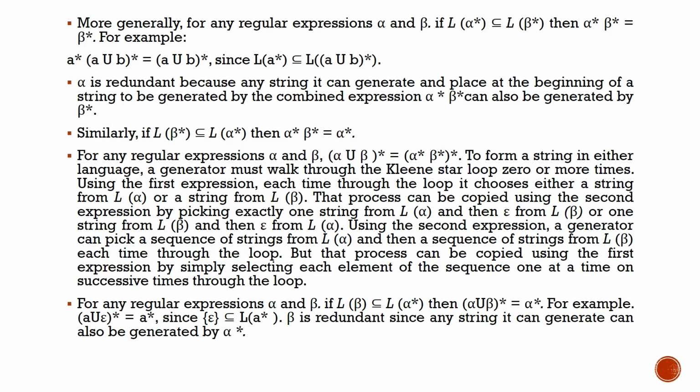Let us take the example A union epsilon whole star. So A is alpha, and epsilon is beta. Now this can be reduced to, since that star involves zero occurrences of A, and zero occurrences of A is nothing but epsilon, this whole thing can be written as A star, because epsilon is a subset of the language accepted by A star.